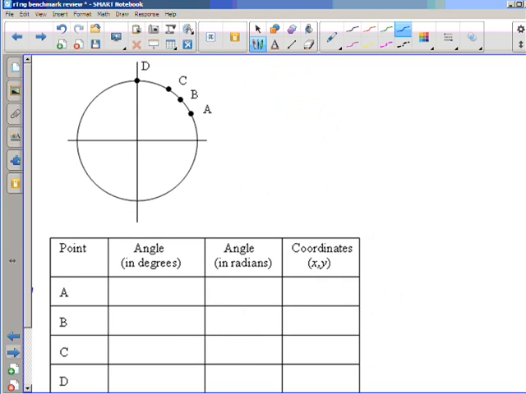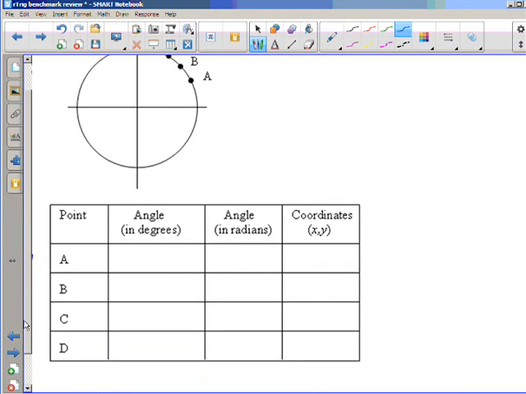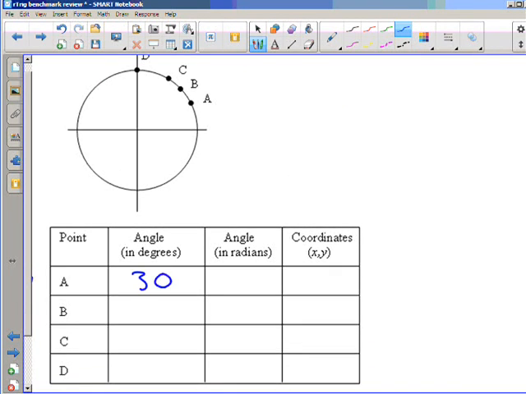For point A, the angle in degrees, 30. For B, it's 45. And for C, it's 60. D is all the way around to 90. In radians, we call that pi over 6, pi over 4, pi over 3. One of the ways to think about that is the 45 has a 4 in the bottom, and then the 30 has a 6, and the 60 has a 3. It's kind of flipped as far as the number you might see on the bottom. And then 90 is pi over 2. It's halfway around to 180.